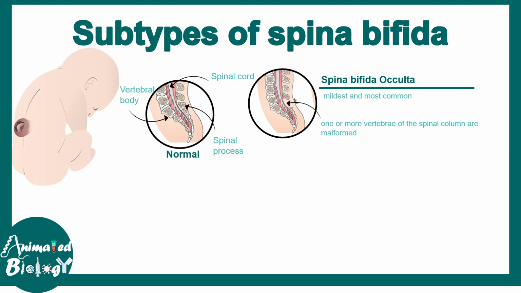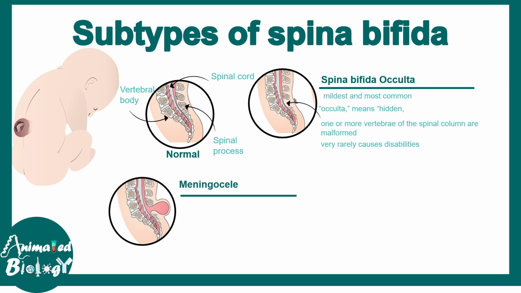In some cases, it has been seen that one or more vertebrae of the spinal column would be malformed, or in extreme cases, they could be missing. So this is the most benign form of spina bifida, and there is some amount of hair development on the back. Nothing more than that.